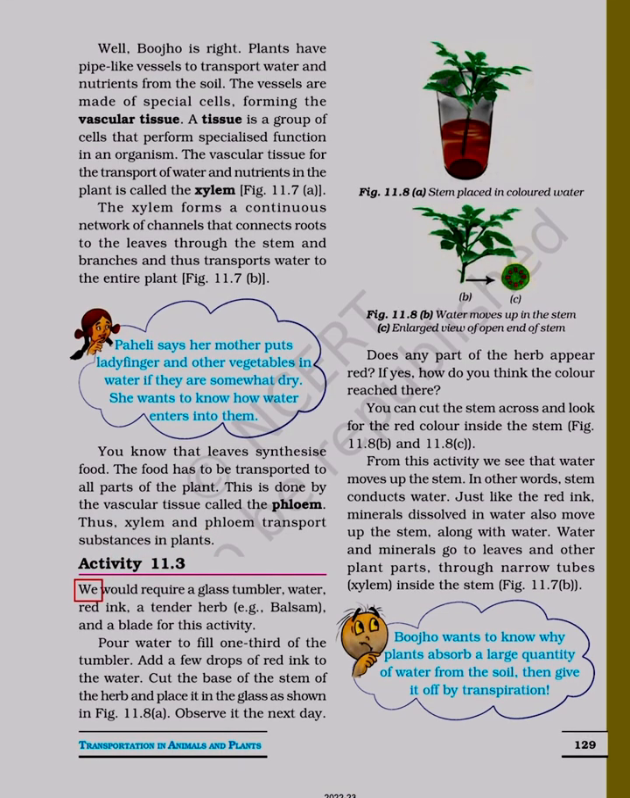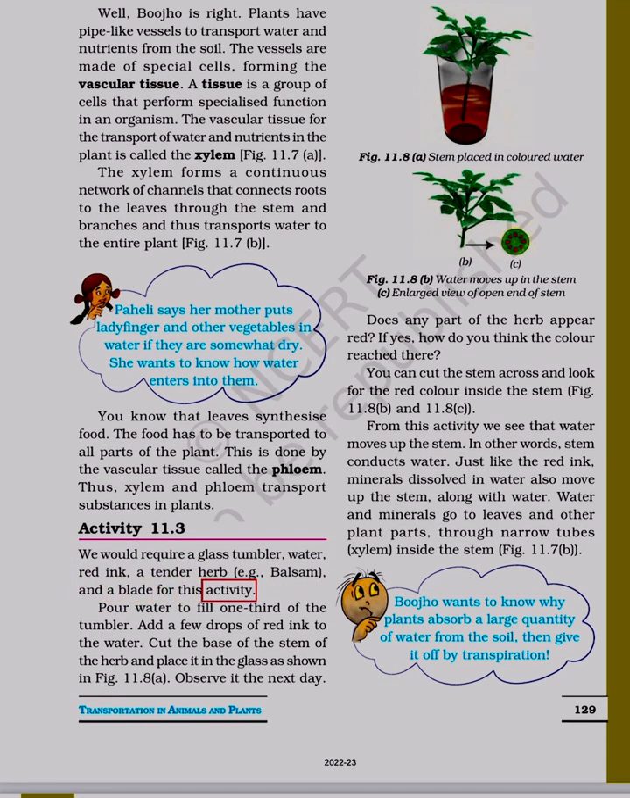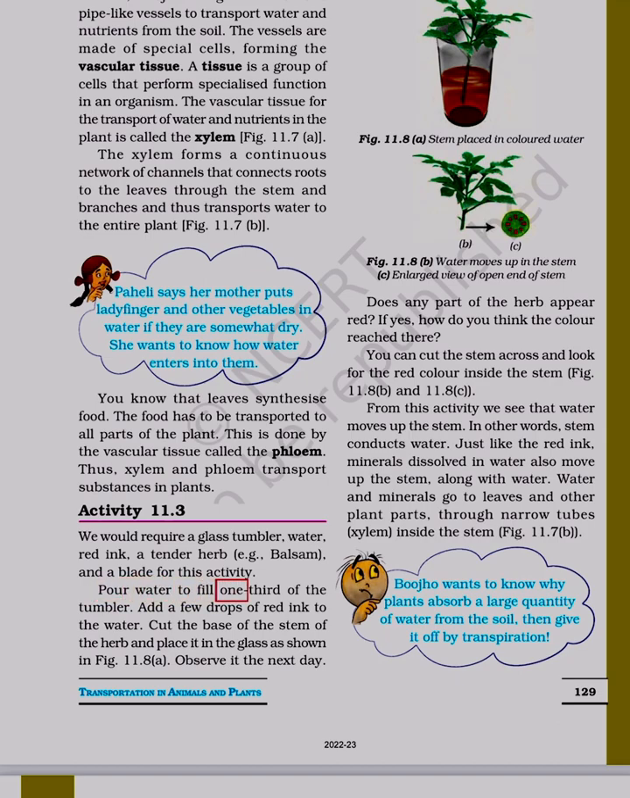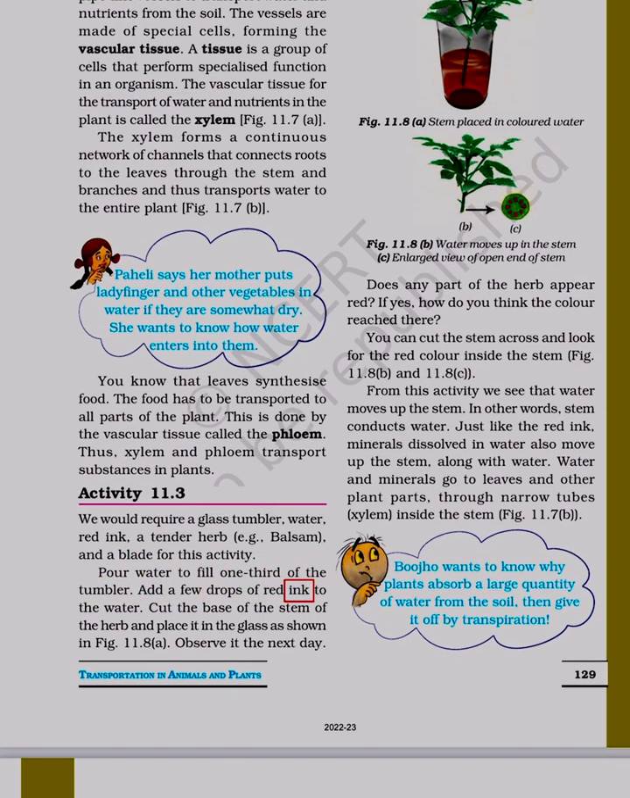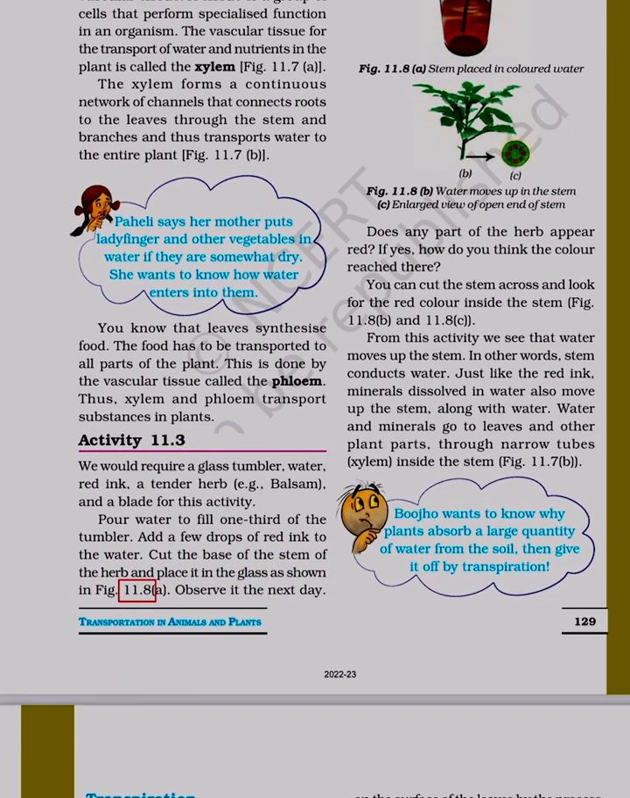Activity 11.3. We would require a glass tumbler, water, red ink, a tender herb, for example, balsam, and a blade for this activity. Pour water to fill 1/3 of the tumbler, add a few drops of red ink to the water, cut the base of the stem of the herb and place it in the glass as shown in figure 11.8. Observe it the next day.